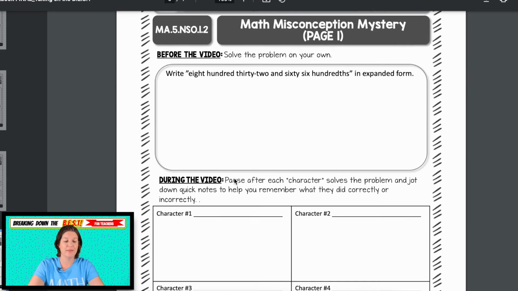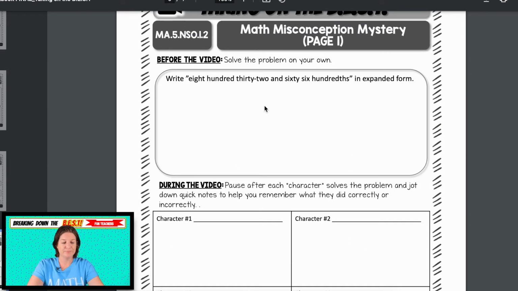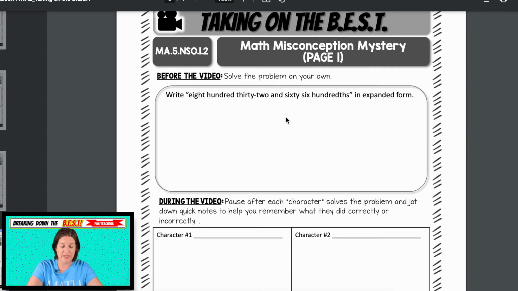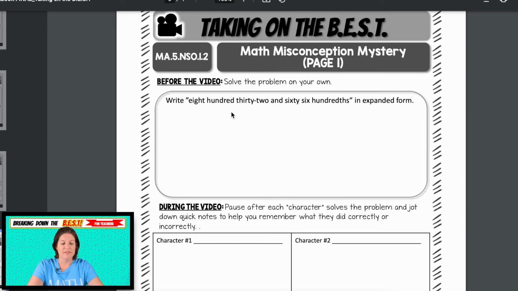And then for the math misconception mystery episode, this is an episode where I walk you through the entire process of this. So you just play the video and pause it where it says to. The students will first solve the problem on their own or with their group. You can choose which one you want to do there, but it says write 832 and 66 hundredths in expanded form. So they'll solve that.